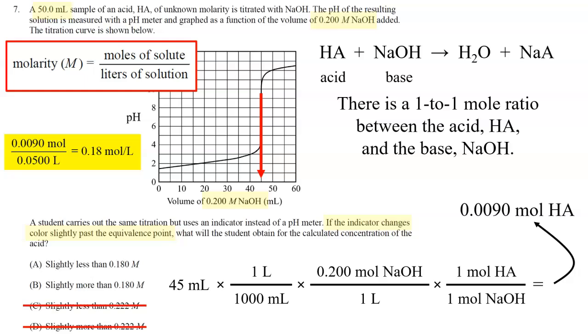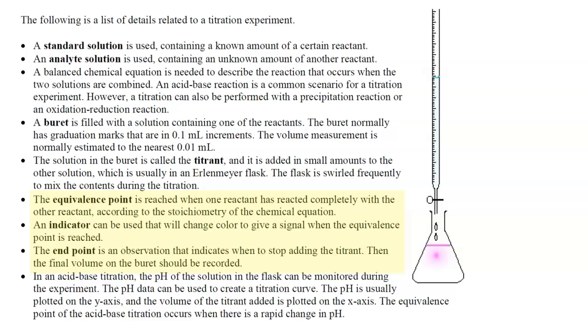So it says a student carries out the same titration but uses an indicator instead of a pH meter. And if the indicator changes color slightly past the equivalence point, what will the student obtain for the calculated concentration of the acid? I'm going to go back to that slide that I showed you earlier. This was the summary of the details related to a titration experiment. Again, that would be from topic 4.6, Introduction to Titration. And so take a look at the highlighted bullet points on this slide.